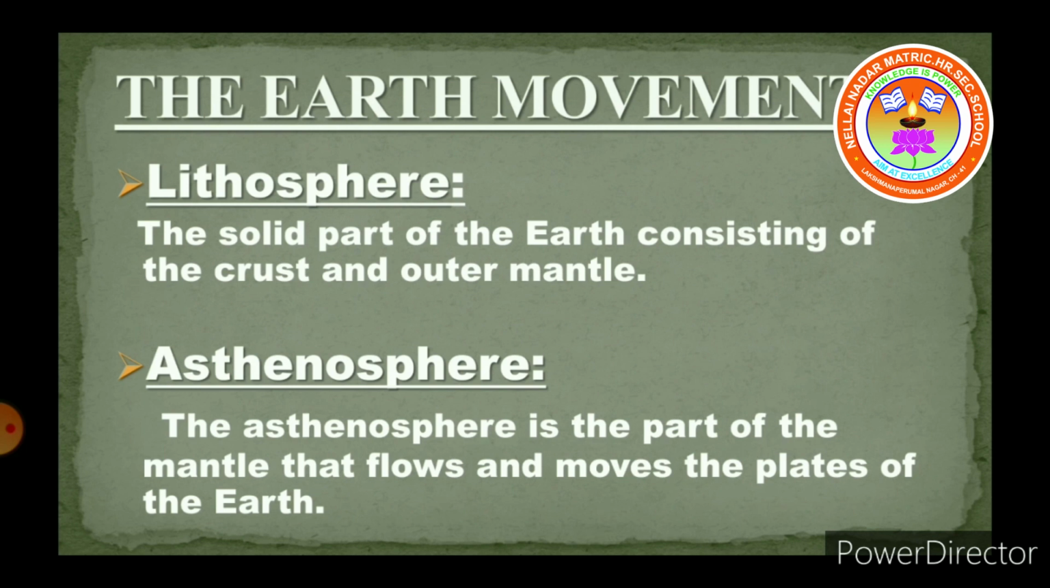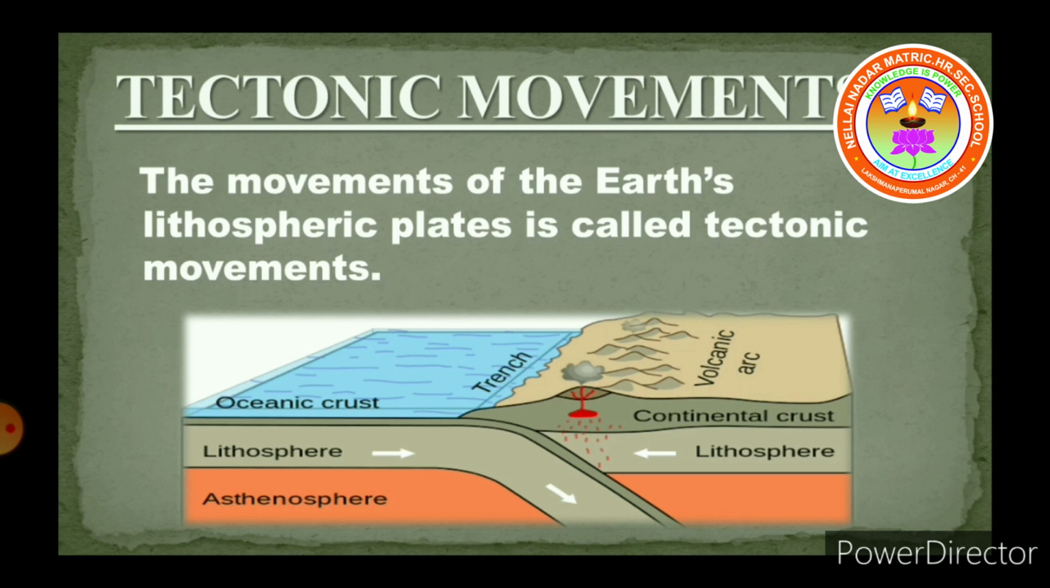What are the plates? Lithospheric plates, oceanic and continental plates. The lithosphere is broken up into a number of plates known as lithospheric plates. There are 7 plates on the Earth. What are they? They are the African plate, Pacific, Antarctica, Indo-Australia, North America, South America, and Eurasian plate. These are the 7 plates on the Earth.